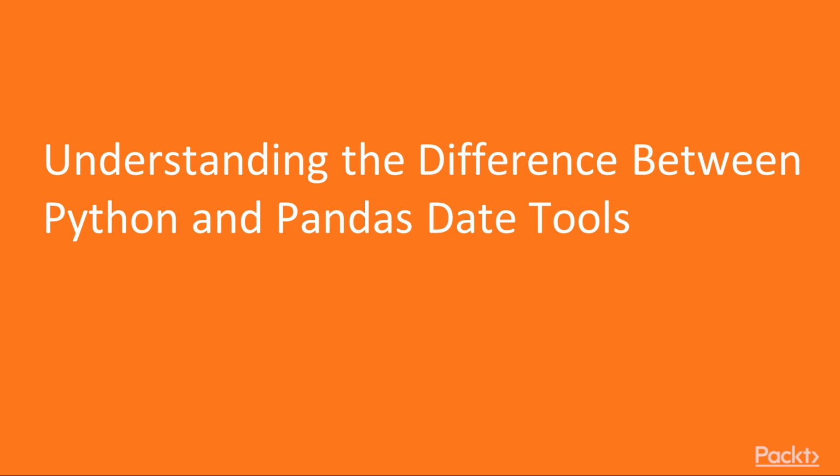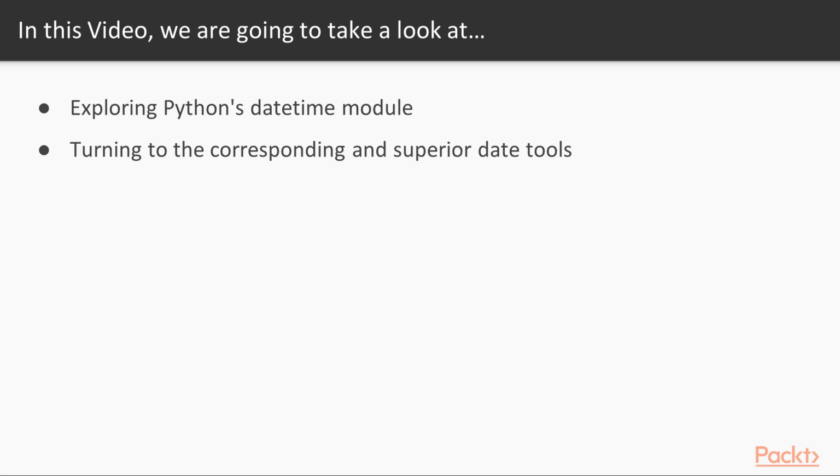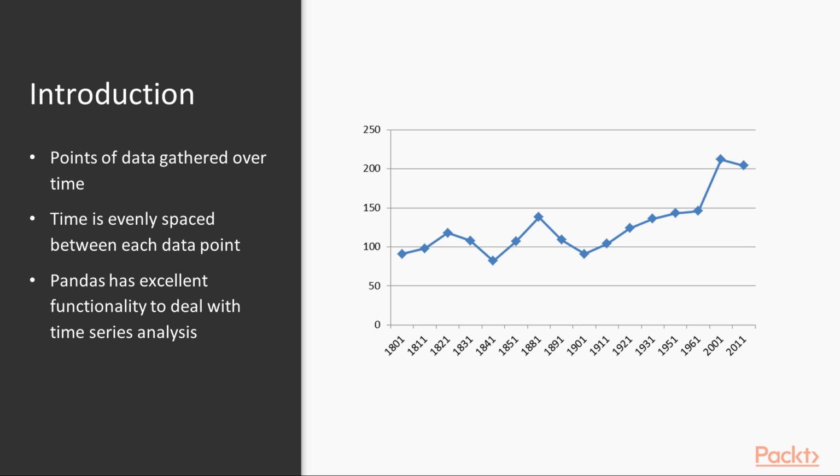Let's get started with the first video, understanding the difference between Python and Pandas date tools. In this video, we will first explore Python's DateTime module and then turn to the corresponding and superior date tools in Pandas. Broadly speaking, time series are simple points of data gathered over time. Most typically, the time is evenly spaced between each data point.